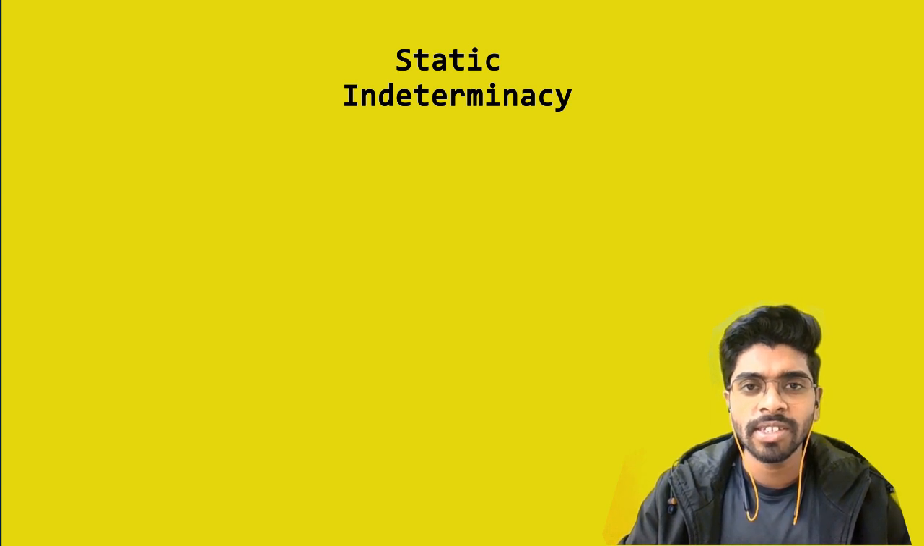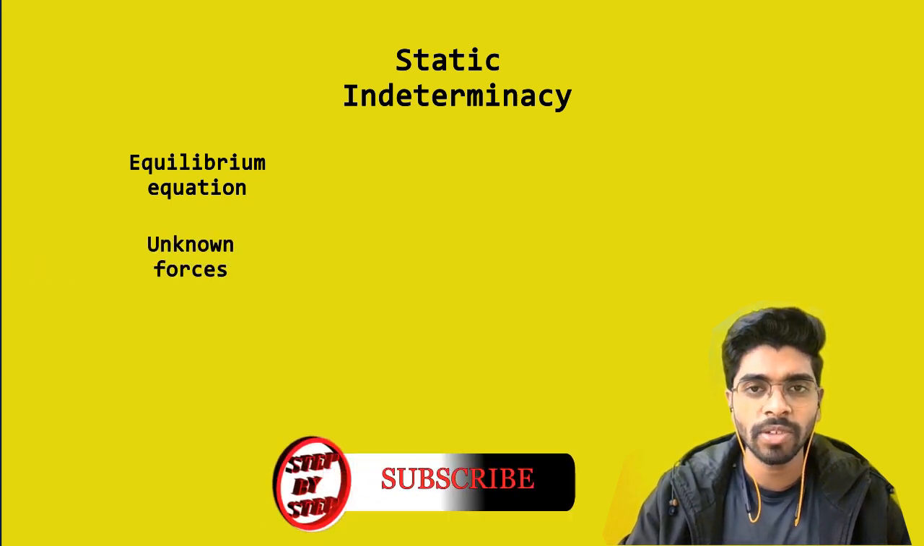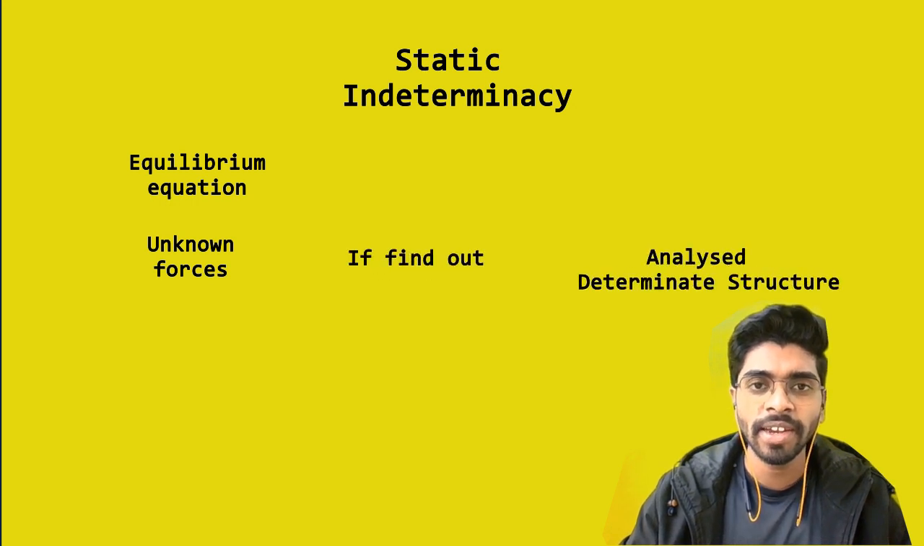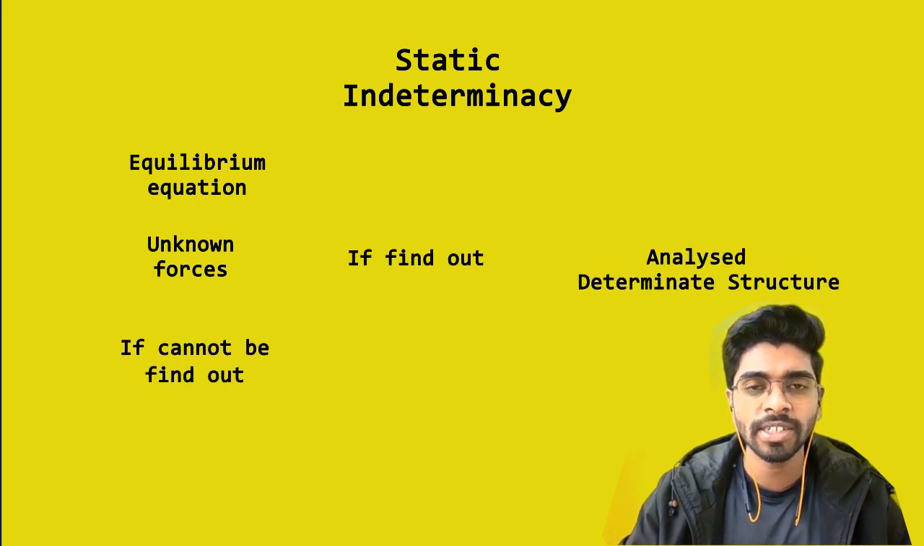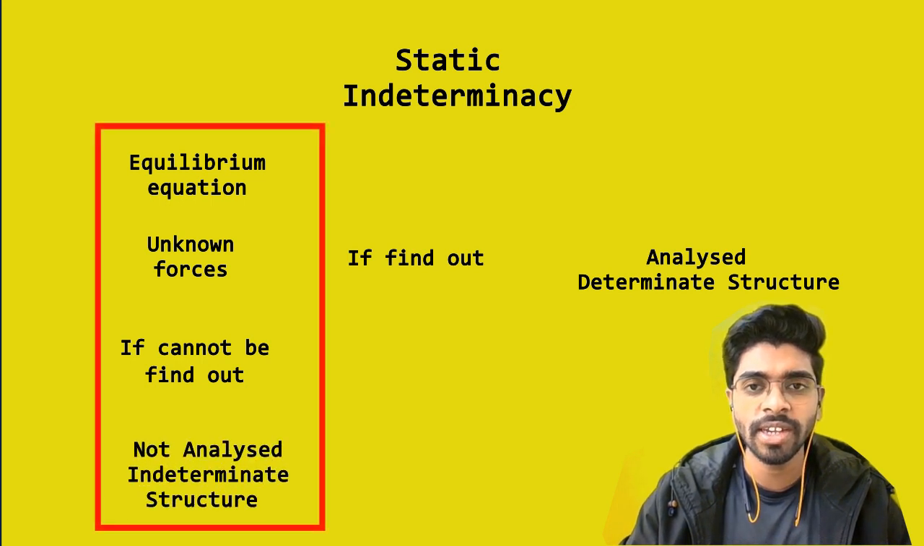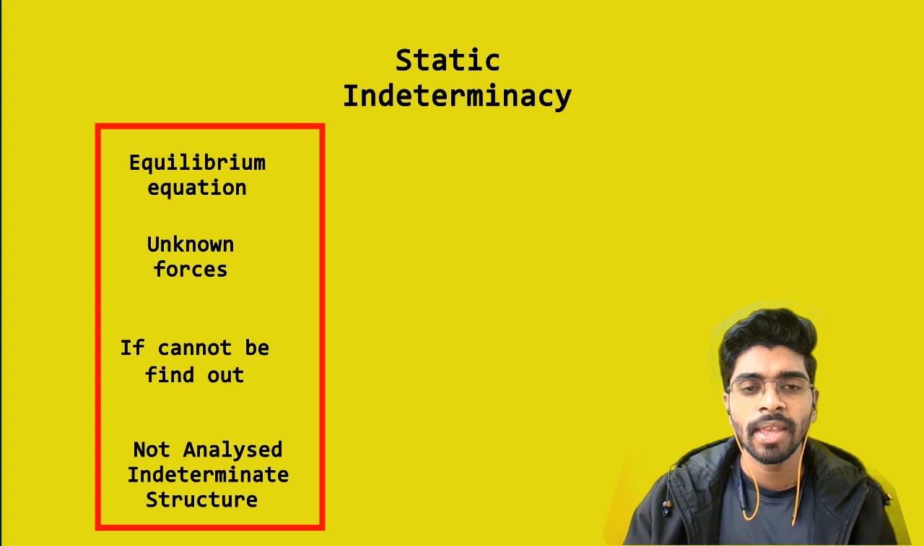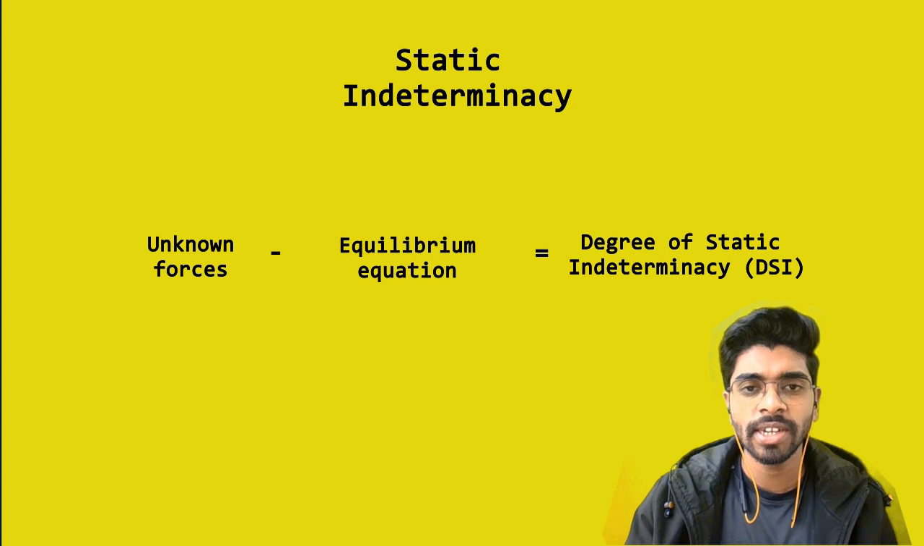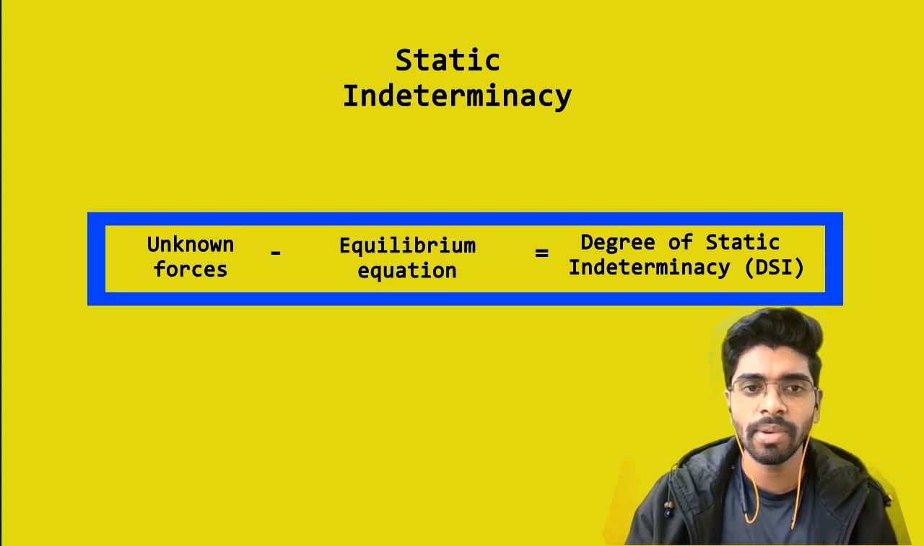Basically, when the structure is in equilibrium, it has a number of equilibrium equations, and also support reactions and unknown member forces. If you are able to analyze all the support reactions and unknown member forces with the help of these equilibrium equations, then that structure is called a determinate structure. And if you can't find all the unknown reactions and forces, then that is called an indeterminate structure. And what is degree of static indeterminacy? It is the total number of unknown forces and reactions minus the total number of available equations.